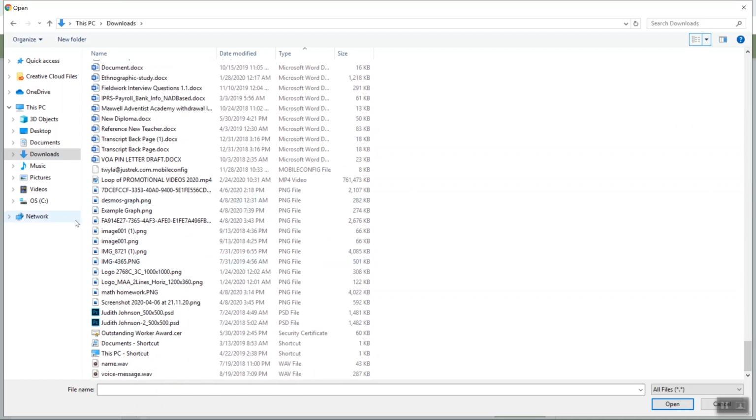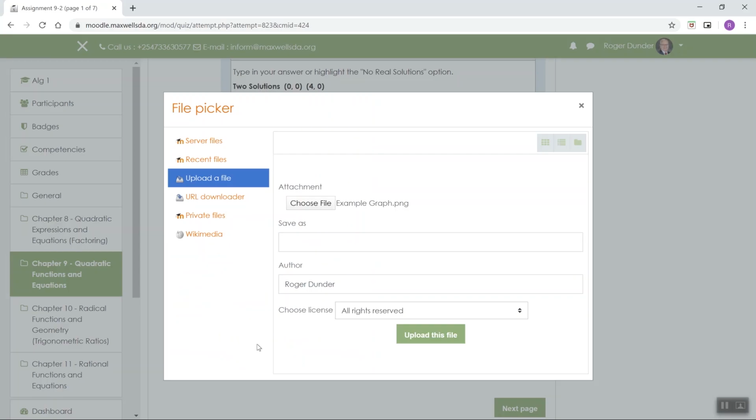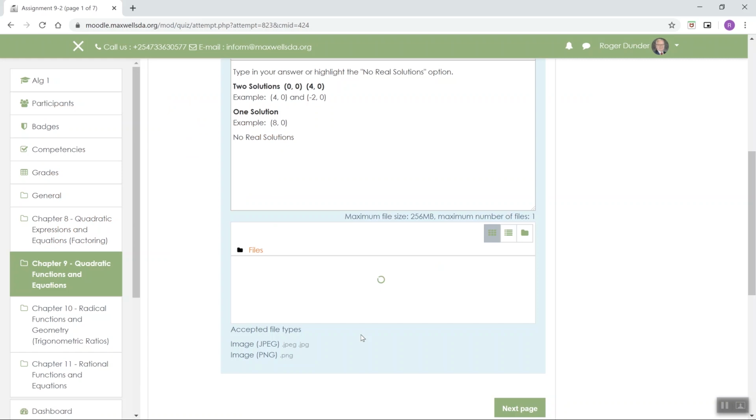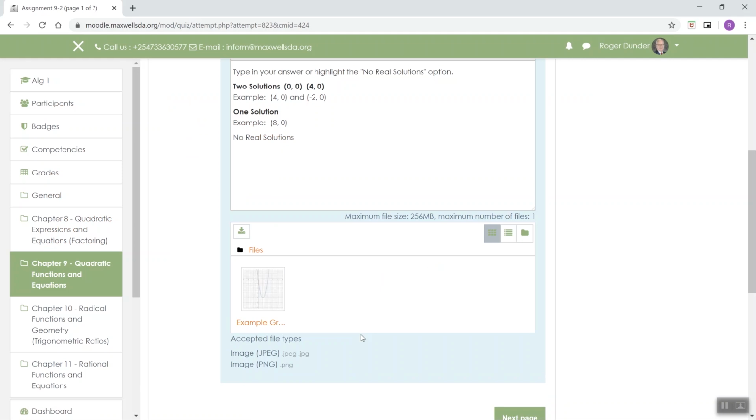Here we go. Example graph. Right here it is. So I say open and upload this file. So it's uploading. And notice there's the graph that we've just done. Okay? So what's your answer?